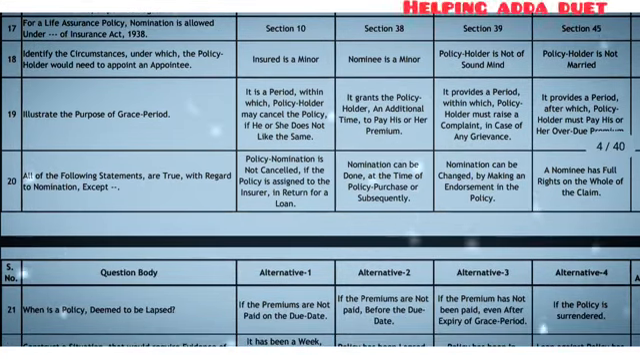Question number 18. Identify the circumstances under which the policyholder would need to appoint an appointee. So the answer is number 2, nomination as a minor. Question number 19. Illustrate the purpose of grace period. Grace period grants the policyholder additional time to pay his or her premium. So the answer is option number 2.